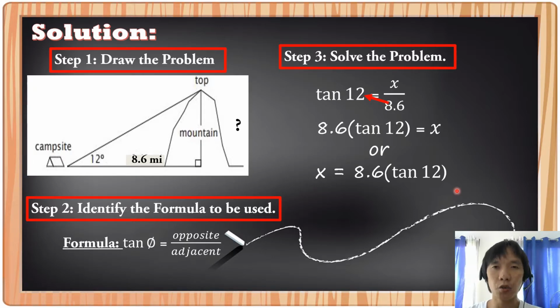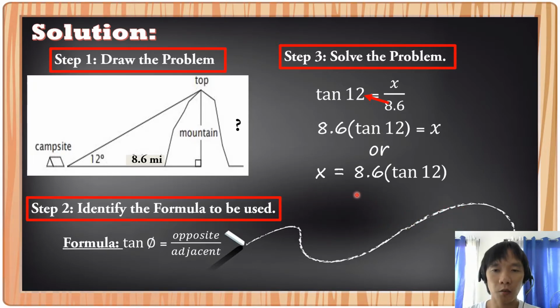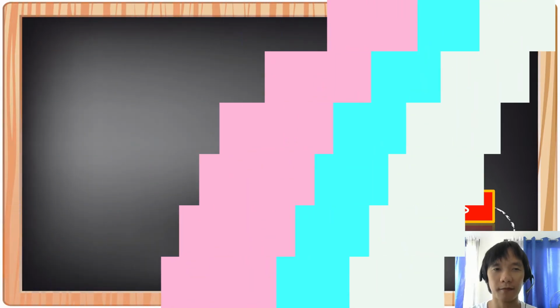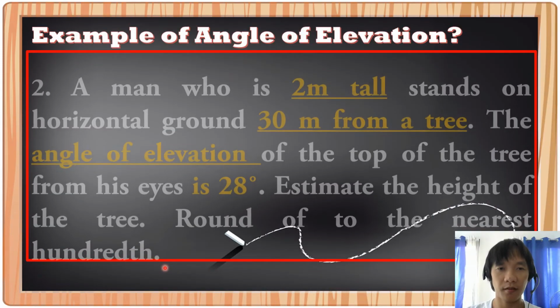After which, you use your calculator, but make sure your calculator must be in the degree mode. So when you multiply 8.6 times tangent of 12, you will have an answer that is 1.83 miles. So approximately, the Mount Apo is around 1.83 miles. That is the answer for example number 1. Let us now have our second example.